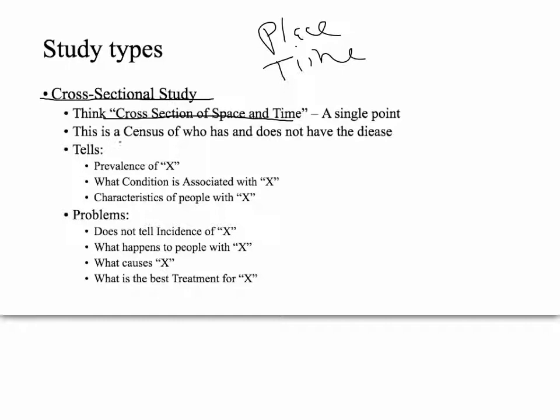Another way to think of it is basically like a census. Who does and does not have the disease. And so it can tell you, if you do this right, you can find out the prevalence of the disease. You can find out what conditions are associated with it.